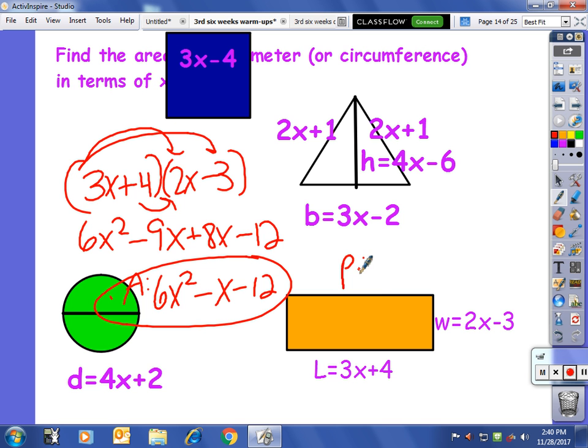Perimeter, add all the sides. Don't forget, you've got to double the length and double the width. You've got to include all four sides for perimeter. I usually write them in on the picture and I count them up from the picture.